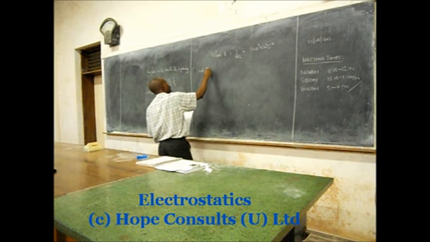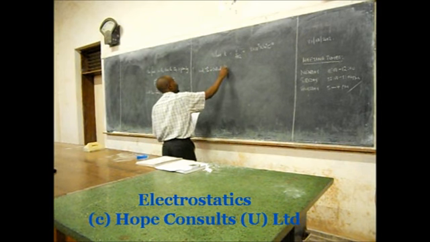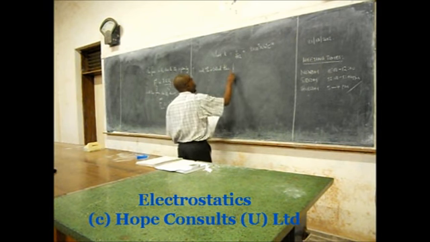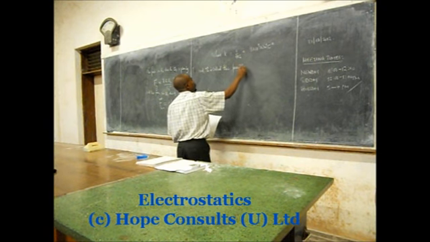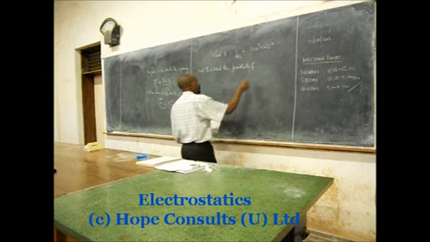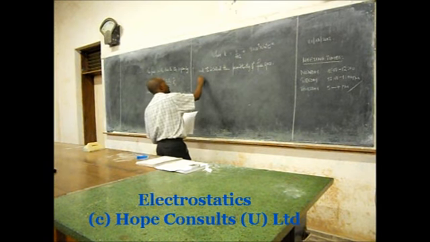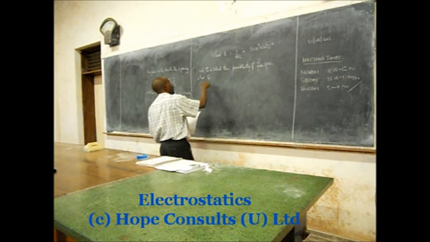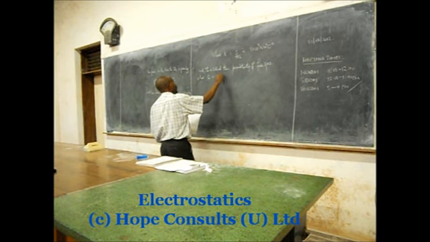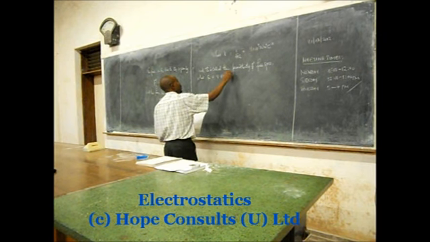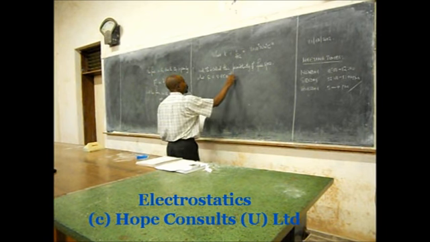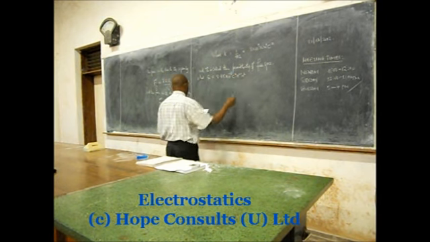And epsilon naught is called the permittivity of free space, and has a value of 8.85 times 10 to the power negative 12 coulomb squared per newton meter squared.